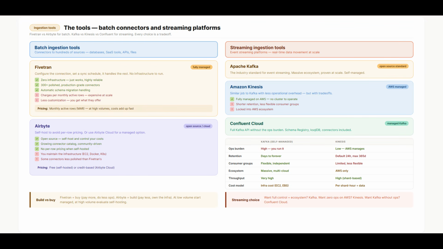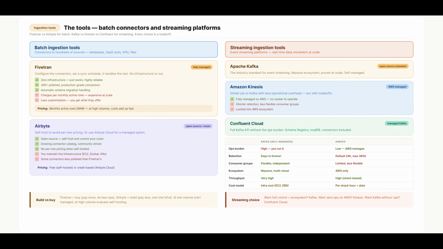For batch ingestion, Fivetran and Airbyte are the two main players right now. They handle connectors to hundreds of sources: databases, SaaS tools like Salesforce and HubSpot, APIs, file systems. You configure the connection, set a sync schedule, and they handle the rest. Fivetran is fully managed. You don't run any infrastructure. It just works. The trade-off is cost. It charges based on monthly active rows, and at high volumes that adds up fast.